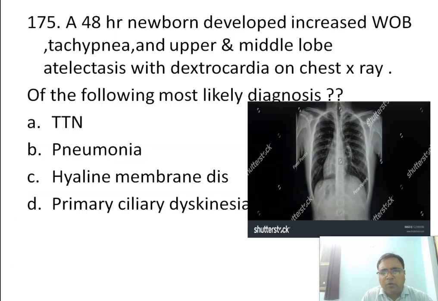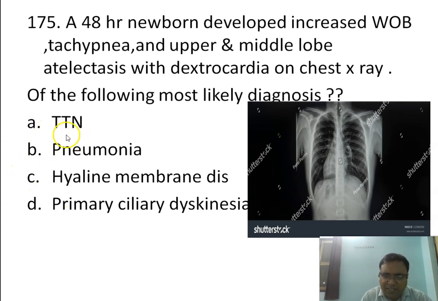Next, a 48-hour newborn developed increased work of breathing, tachypnea and upper and middle lobe atelectasis with dextrocardia on X-ray. Of the following, which one is the most likely diagnosis? What are we getting? Work of breathing is more, tachypnea just like pneumonia, upper and middle lobe atelectasis, that is one complicated form, with dextrocardia. Here the catchy part is that dextrocardia is there. With all these features in a 48-hour-old newborn, this condition is mostly congenital. Then among these four, which one is the most probable diagnosis?